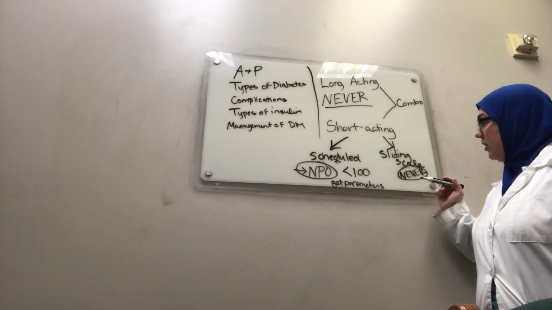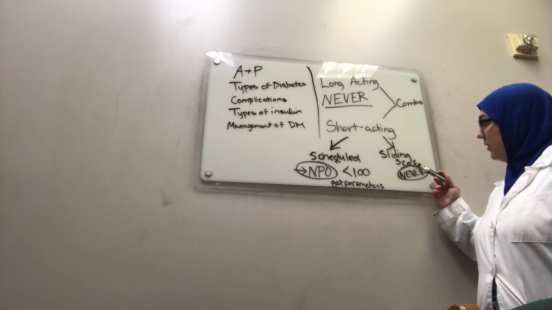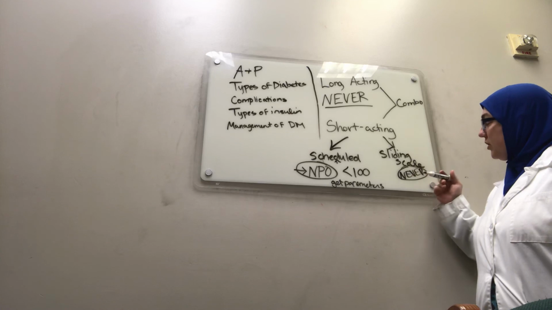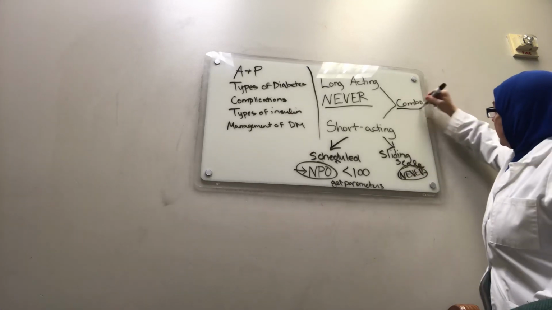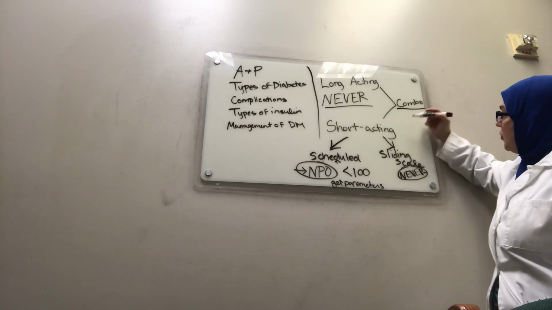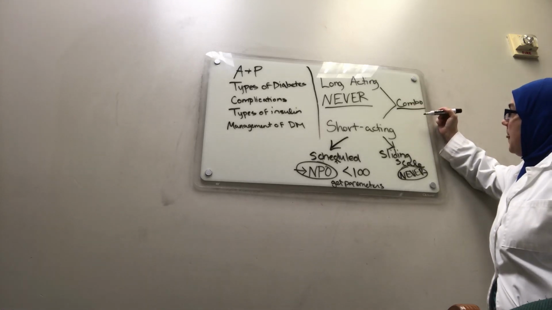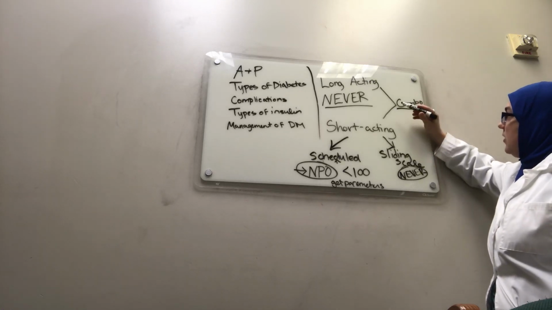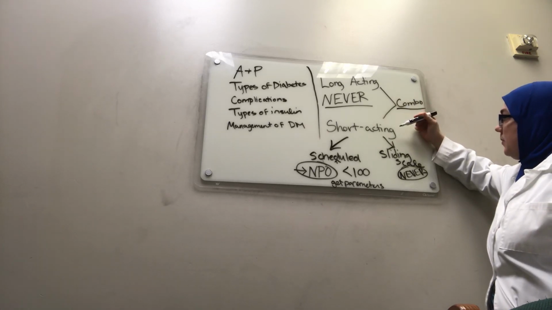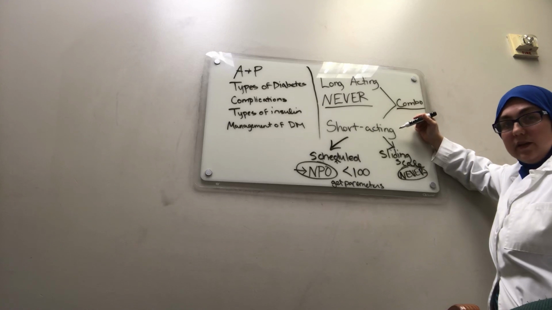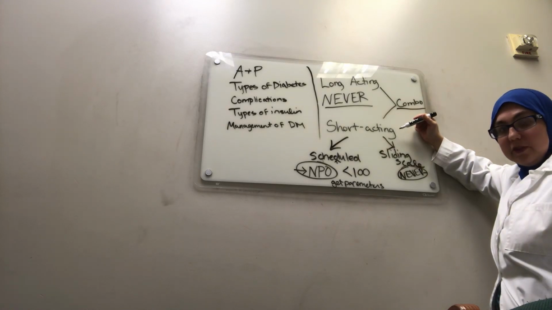Because they should be able to tolerate a few units of insulin when they're NPO if their blood sugars are elevated. And then, of course, we have combination insulins, which are a combination of long-acting and short-acting. So these can be a little tricky. We don't want to hold them because of their long-acting insulin properties, but we also don't want to give it if the patient is NPO because it has this short-acting insulin in it. We don't want to drop their blood sugars too low.